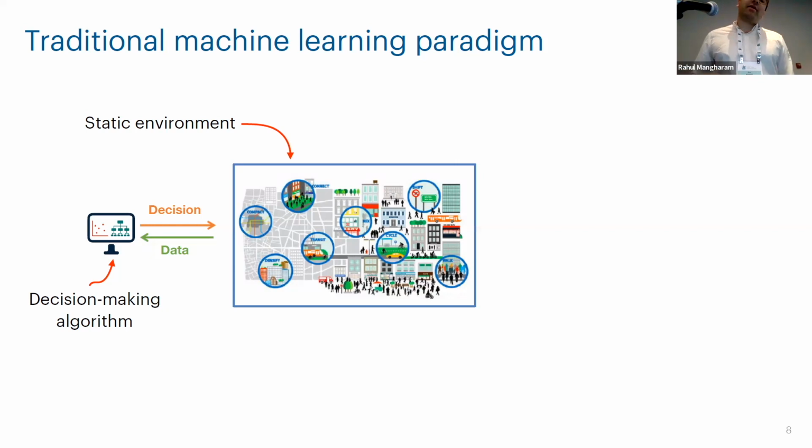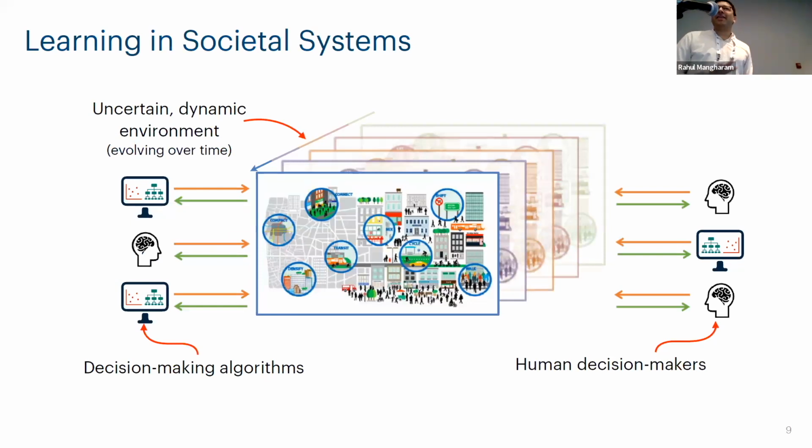Our decision-making algorithm is taking in data and making decisions. But I don't think I need to convince anyone in this room right now that learning in the real world, or learning in more complex systems, looks a lot more like this picture, where we have decision-making algorithms that take in data and make decisions in uncertain, dynamic environments that are evolving over time. And these algorithms are interacting not just with other algorithms, but also with other human decision makers.